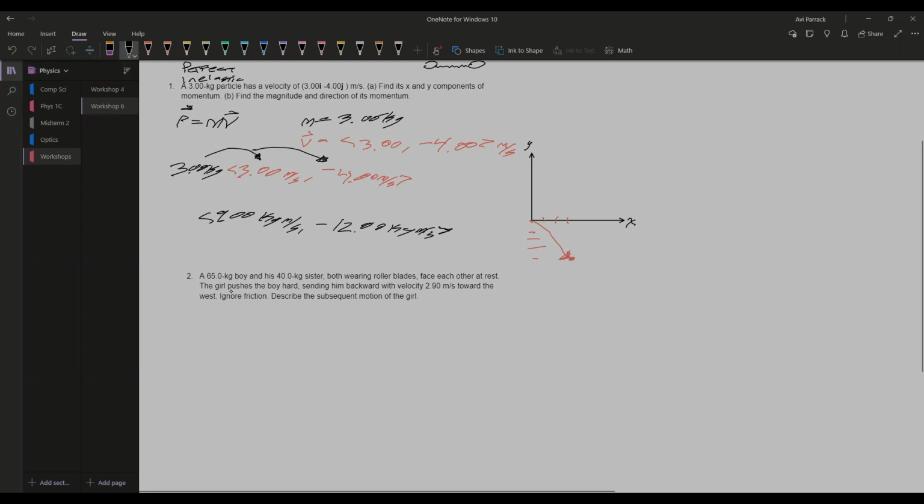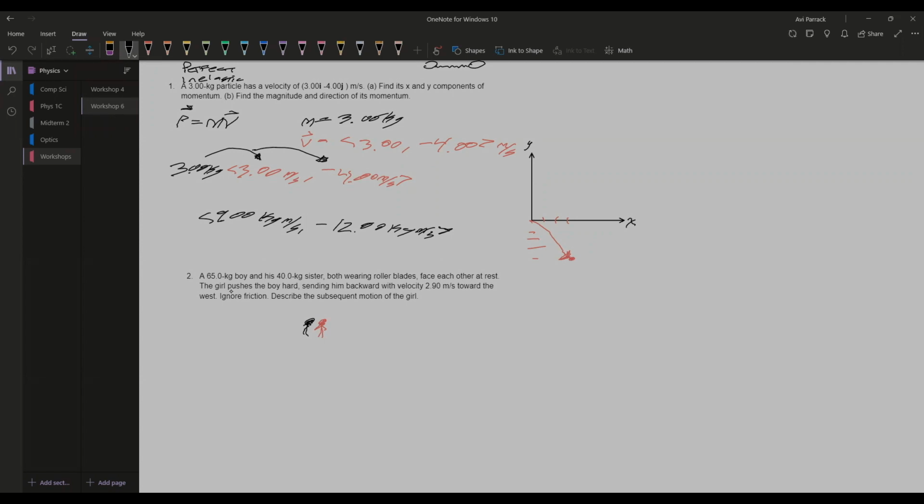Okay, so let's see the situation. If I can approximate it with maybe stick figures. So here's going to be my boy right here. He's wearing his rollerblades. And here is going to be his sister. Okay. Now the sister gives a push to the boy. They're both wearing the rollerblades, and there's no friction being applied to them. So what can we say about what happens here?